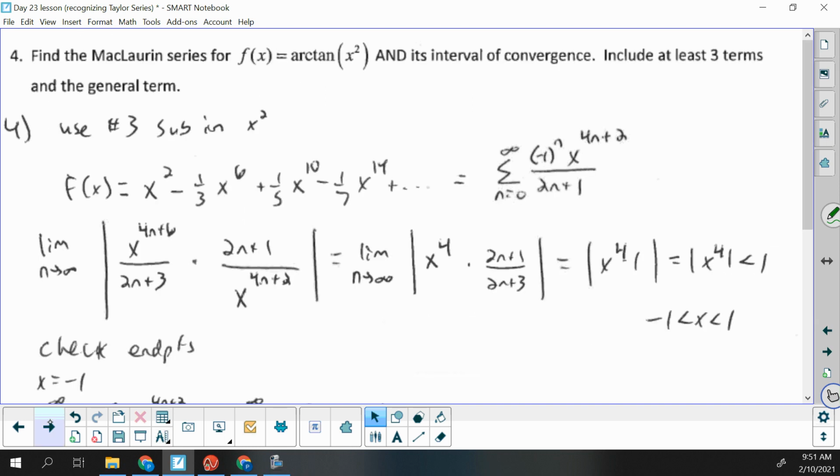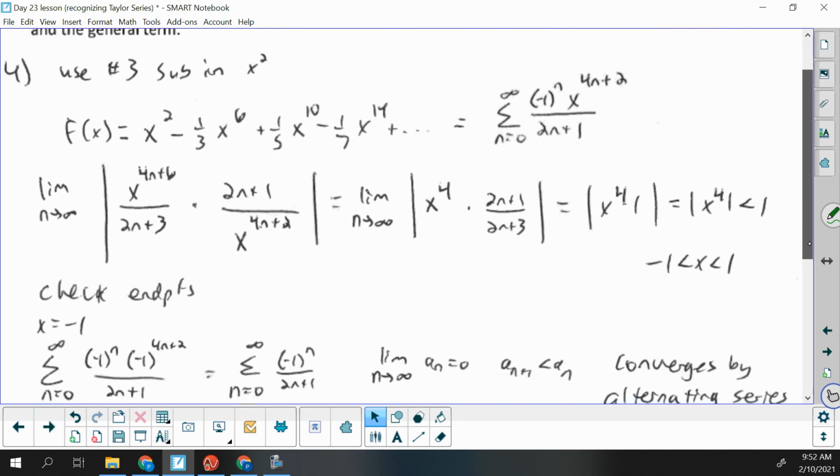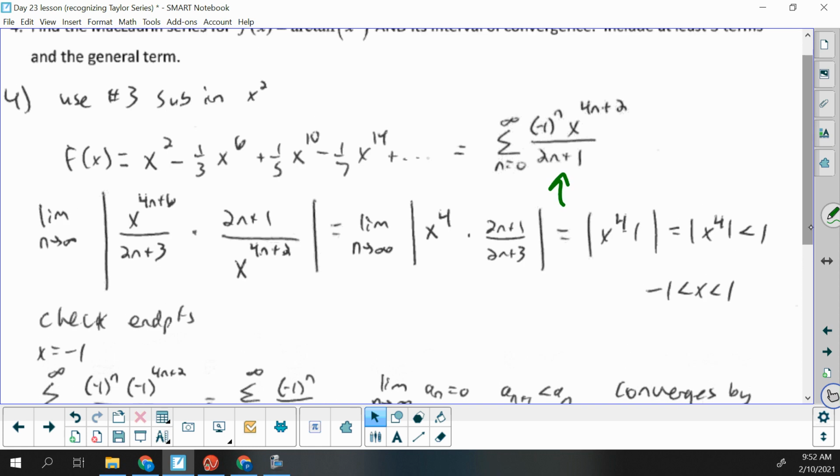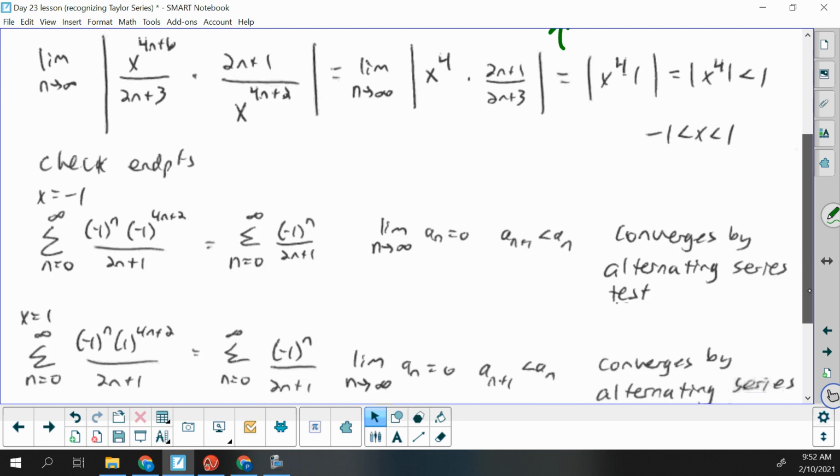In 4, we want to do arctan of x squared. So you could take your previous answer from 3, fill in x squared. You need at least 3 of those terms, and then the summation. So do next term divided by current term. You had 4 extra x's on top this time, and then similar idea for the n's. Those go to 0. We have x to the 4th, which stays less than 1 when x is between -1 and 1. You're going to be subbing into here your endpoints.